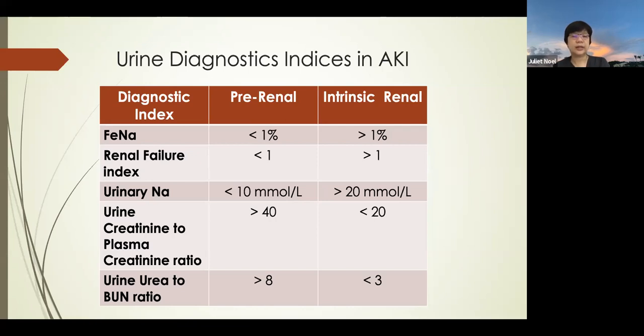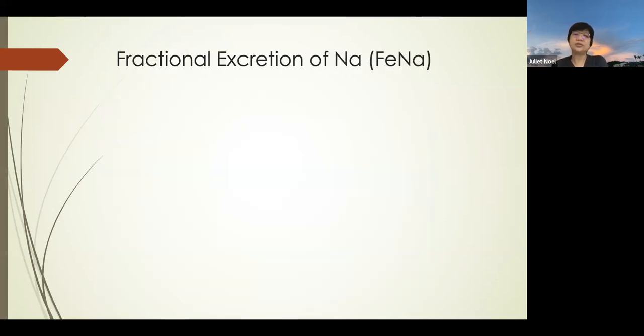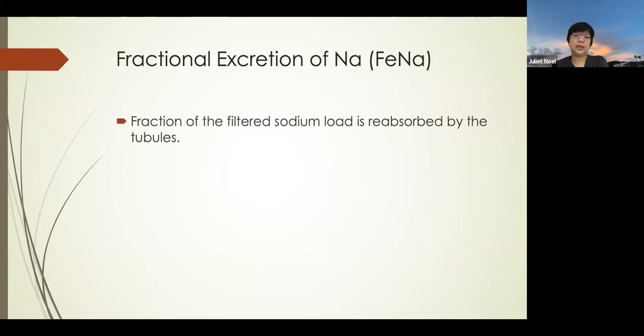Urine urea and plasma creatinine ratio is higher in pre-renal. Same thing as urine urea and BUN ratio. So what is fractional excretion of sodium? It's the fraction of the filtered sodium load that is reabsorbed by the tubules.